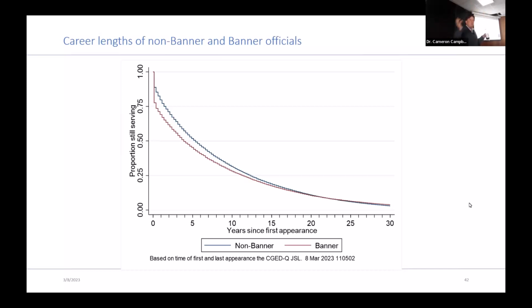So we can study promotion. It was kind of an up or out system, so there wasn't too much demotion unless you got into trouble. So we can look at high flyers and things like that.